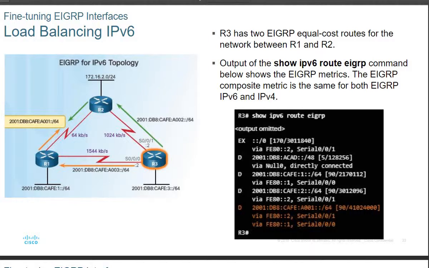Fine-Tuning EIGRP Interfaces: Load Balancing IPv6. R3 has 2 EIGRP equal cost routes for the network between R1 and R2. The output of the show ipv6 route eigrp command below shows the EIGRP metrics. The EIGRP composite metric is the same for both EIGRP for IPv6 and IPv4.